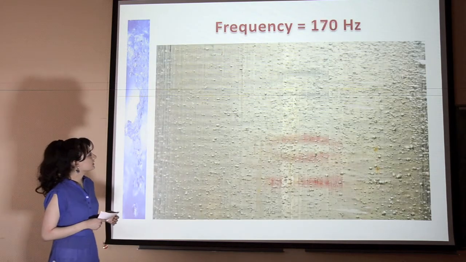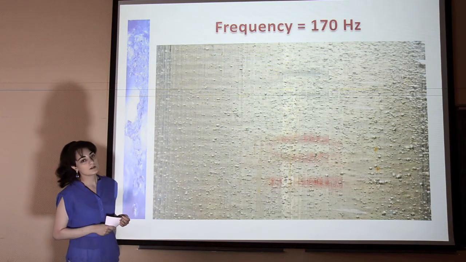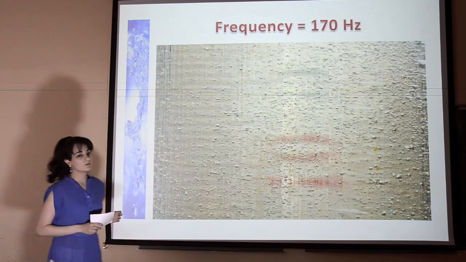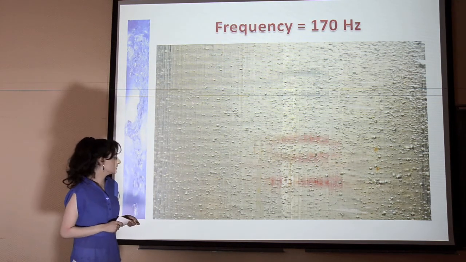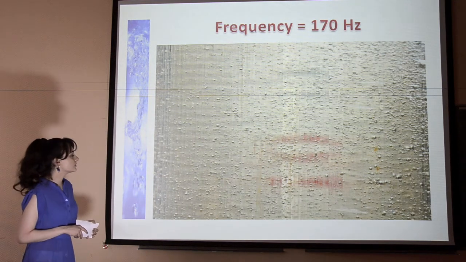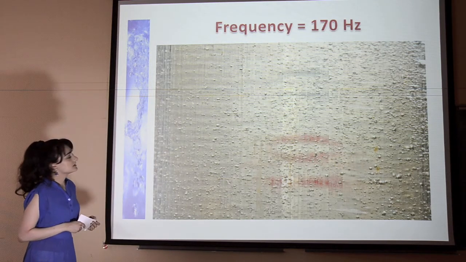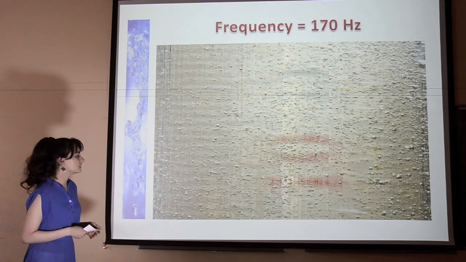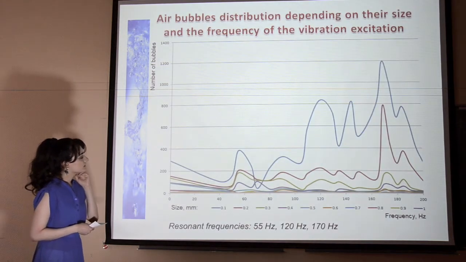And finally, on this picture, with the use of vibration, at the frequency of 170 Hz, we can see an almost uniform distribution of small-sized air bubbles, and this can be a basis to think that vibration excitation helps to reduce the diameter of air bubbles. Now it's interesting how the frequency influences the size of air bubbles and their number. Let's have a look at a graph, and here you can see curves.